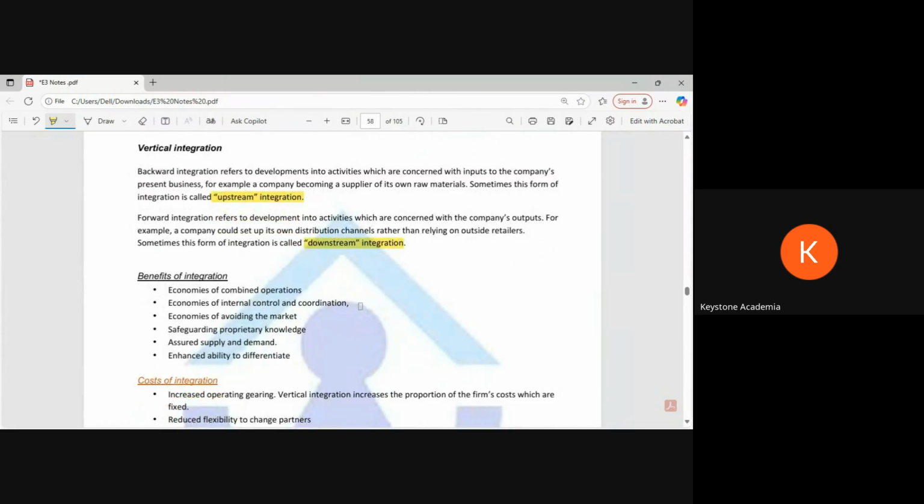So BYD is the best example. They are charging almost, I think, $7,000-8,000 less than their competitors in the European market. Why? Because they have almost everything in-house. That's the best benefit of integration. They have a lot of economies of combined operation, economies of internal control, economies of avoiding the market. So economies of scale is giving them the financial advantage.